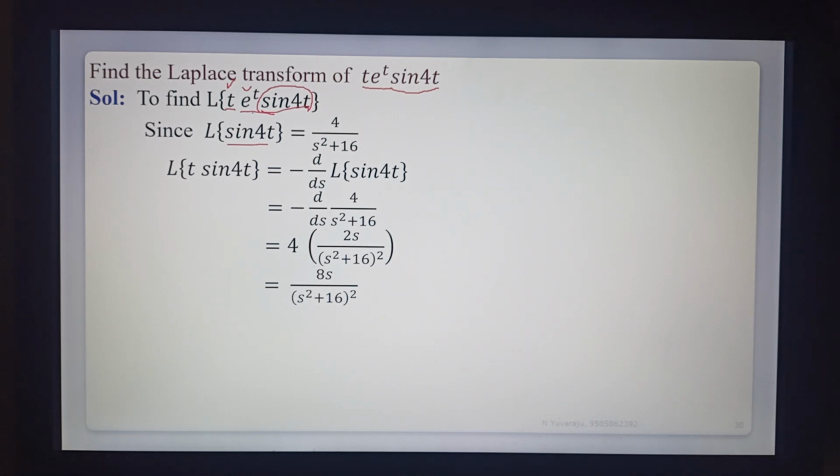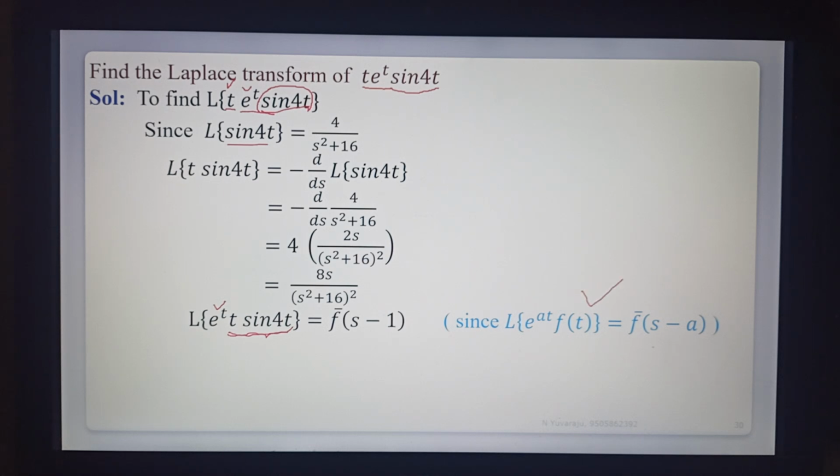Next, multiplication by e power t, by using the first shifting theorem. So that is equal to L of e power t into t sin 4t. Assume this is again f of t, e power at into this total function f of t, by using the first shifting theorem: e power at into f of t is equal to f of s minus a. So that is equal to f of s, that is 8s by s square plus 16 whole square. Here you have to replace s by s minus 1. So 8 into s minus 1 by s minus 1 whole square plus 16 whole square.